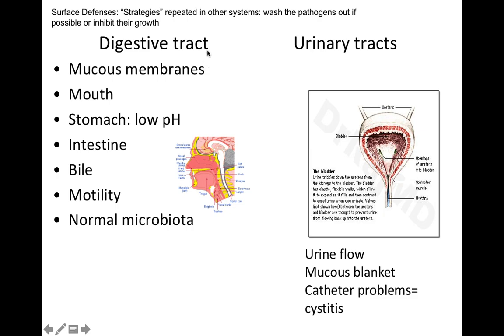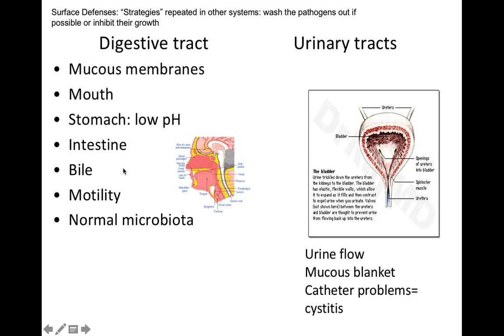So I'll try to do this really fast, you guys. So the digestive tract, the urinary tract, they all have mucous membranes, right? In the digestive tract, we have low pH. I think it's around pH 2 in the stomach, and that's going to destroy a lot of pathogens. But especially if the pathogen is protected, say in food, we know that there are fecal oral pathogens that can survive passage through the stomach.